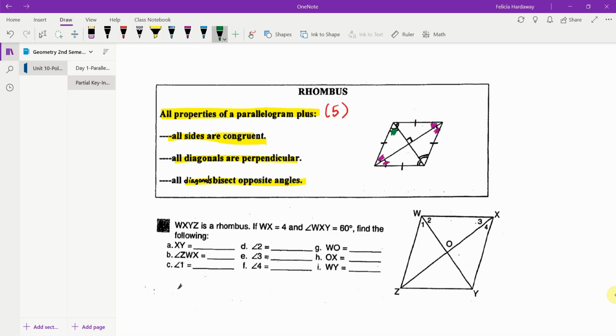Same thing here. The first thing I talked about in my video is that the diagonals in a rhombus create 4 congruent right triangles. That's very important in helping you find your missing parts, because since there are 4 congruent right triangles, I can use my Pythagorean theorem again.